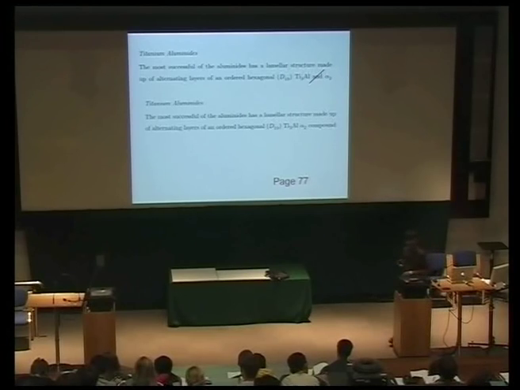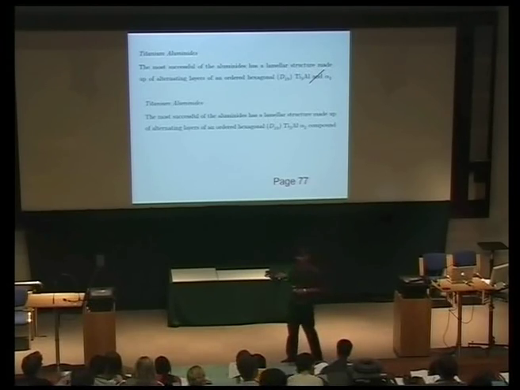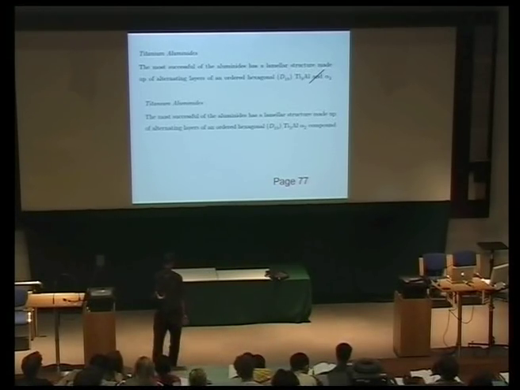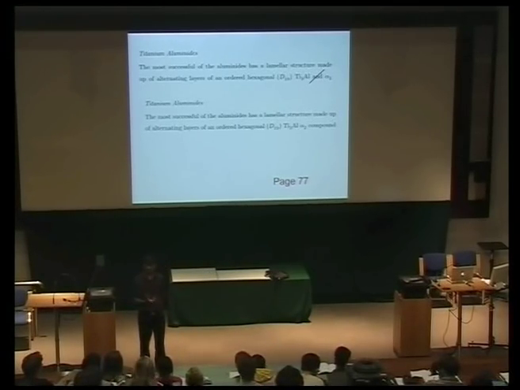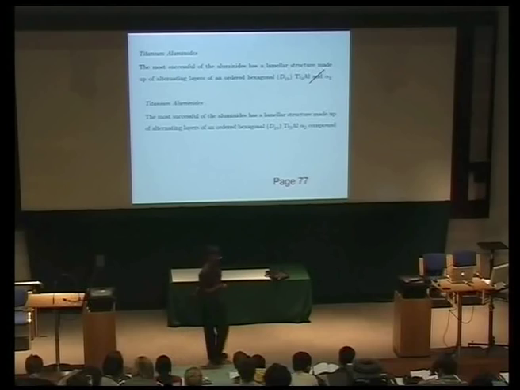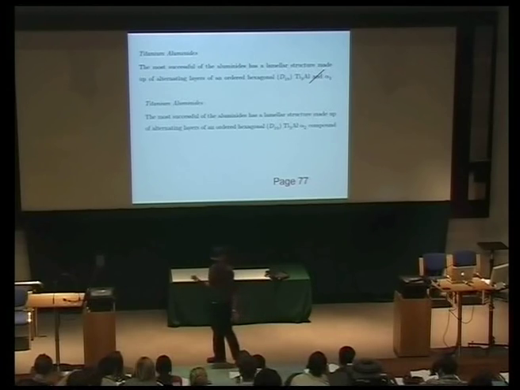So I'm now going to describe to you the titanium aluminides. And these have a real chance of becoming extremely successful materials. And why would we be interested in these? Well, first of all, titanium has a low density. Aluminium has an even lower density. So we're talking about titanium having a density of about 4.5 grams per centimeter cubed. Aluminium is even lower. Combine the two and you've got a nice material with a low density.